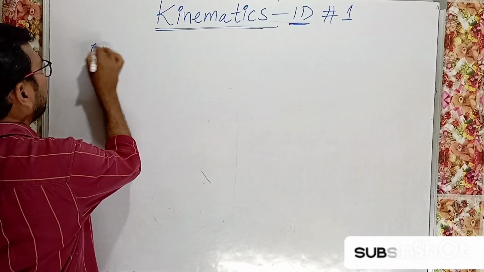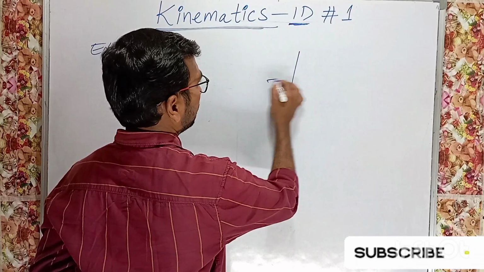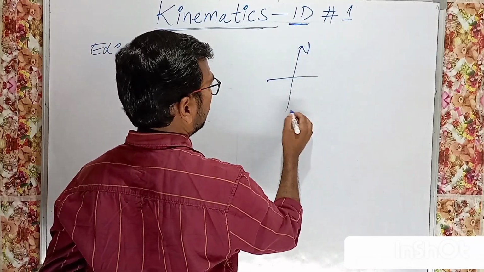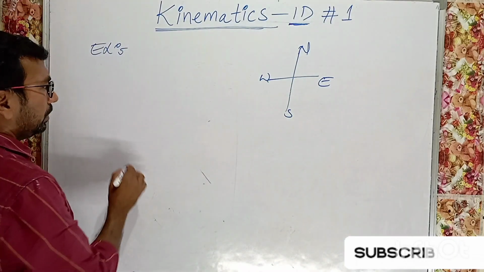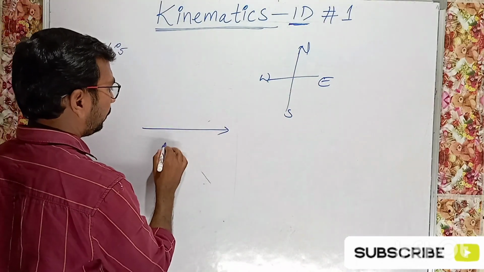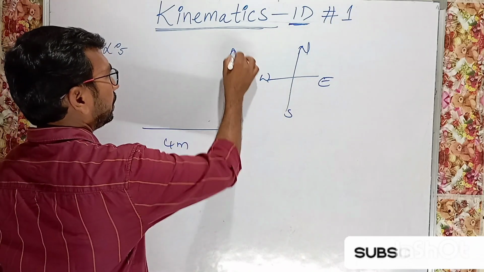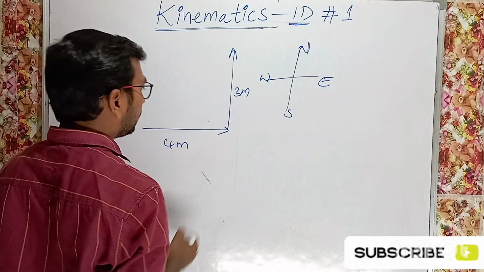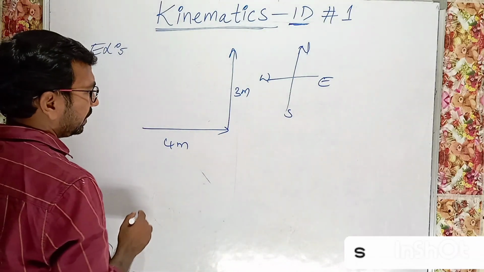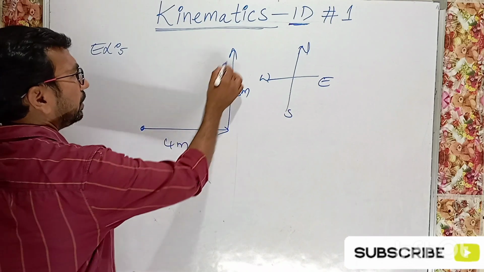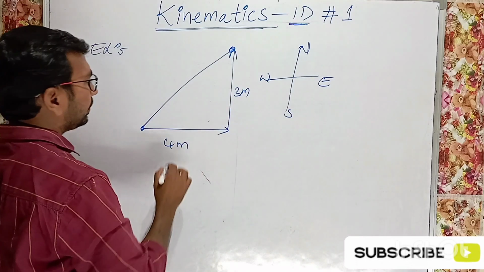So, for example, a person moves. I am drawing north, south, east and west. A person moves towards east 4 meters, and after that towards north 3 meters. In this case you can find out distance and displacement. This is the initial point, this is the final point. This is the shortest path.